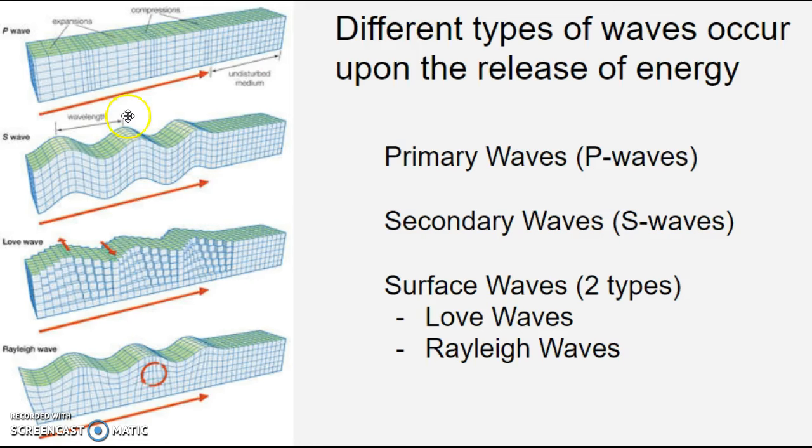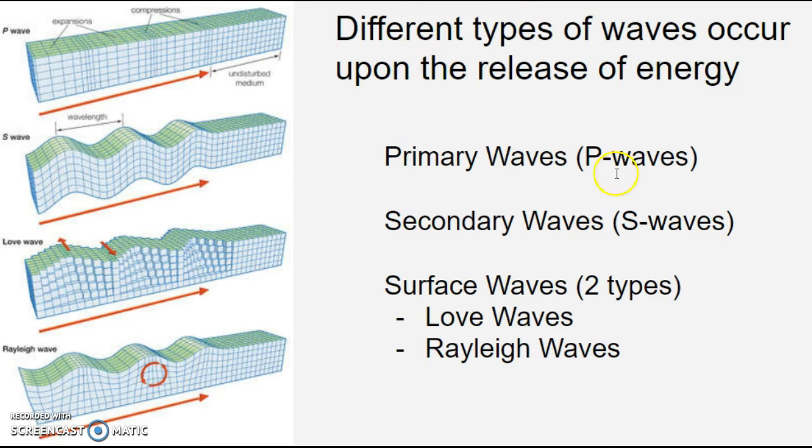So the instant in which an earthquake occurs, you've got all kinds of different waves that are sent out. So we're going to study these. We need to make sure we pay attention to what is happening with the primary wave, the secondary wave, and my 2 surface waves, Love waves and Rayleigh waves. So different types of waves occur upon the release of the energy.